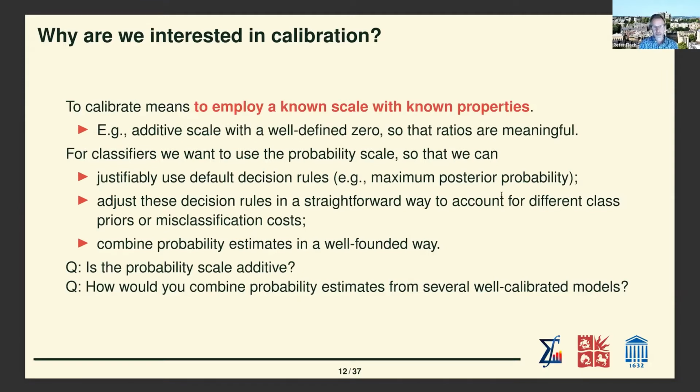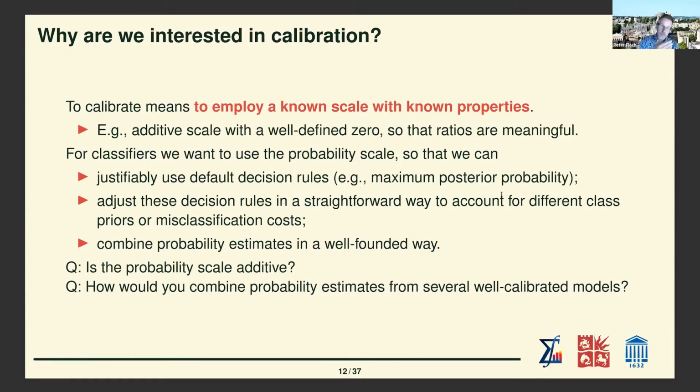So for classifiers, we want to use the probability scale. If all classifiers score on a well-calibrated probability scale, then we can use standard decision rules such as maximum posterior probability. Conversely, if a classifier is poorly calibrated, and we know many examples of those, for example naive Bayes, then the maximum posterior probability decision rule doesn't make sense. Because if the posterior probabilities are poorly calibrated, why would you set the threshold at 0.5? So that's an important reason for calibration.